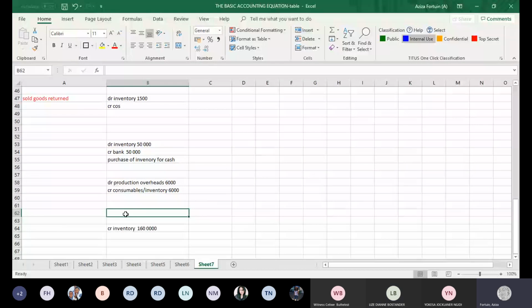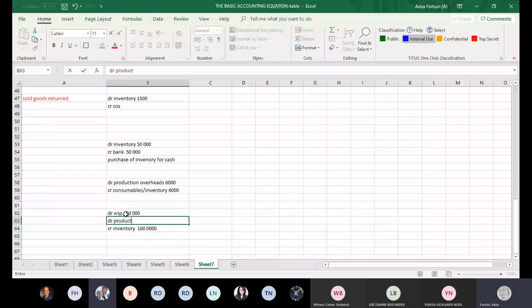So if I issued the 150,000 direct materials, where would that go to? That would go to my WIP account, with 150,000. And the 10,000 of indirect is production overheads account, with 10,000. And that's how you make up your 160.